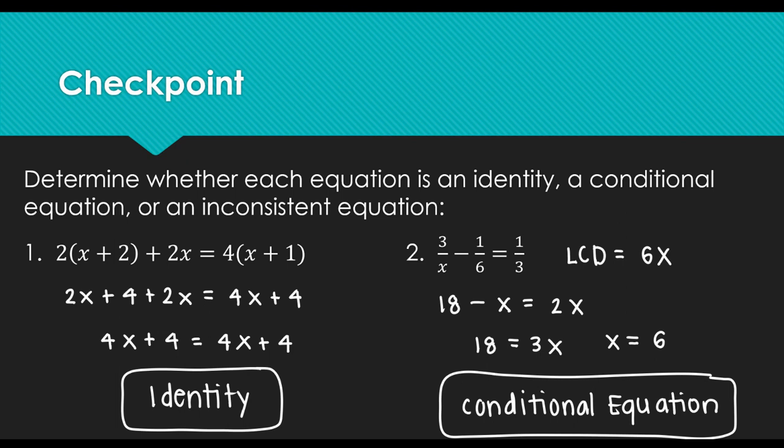In the next one, notice that we had a least common denominator of 6x. If I multiplied everything by that, it cleared away the fractions. I got a value of x to be 6. If I plugged it back into the denominator, I would not get 0, which tells me that that solution does hold up, and so that makes it a conditional equation.